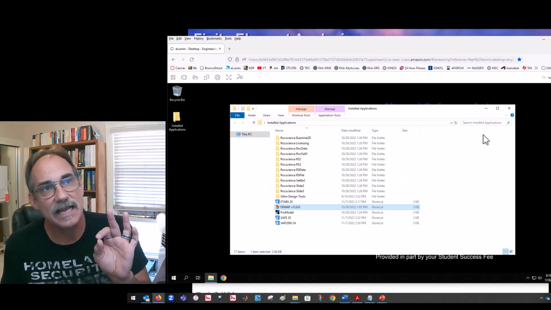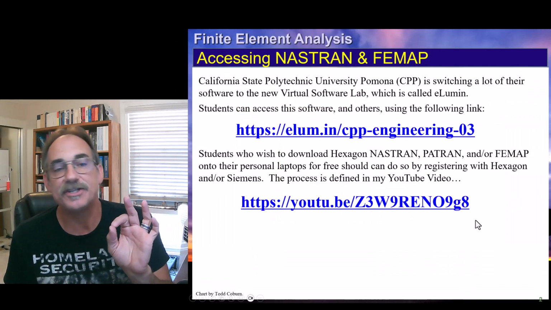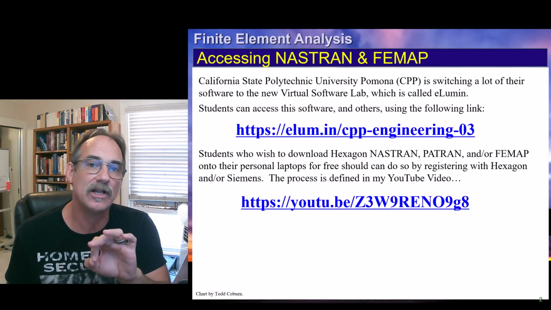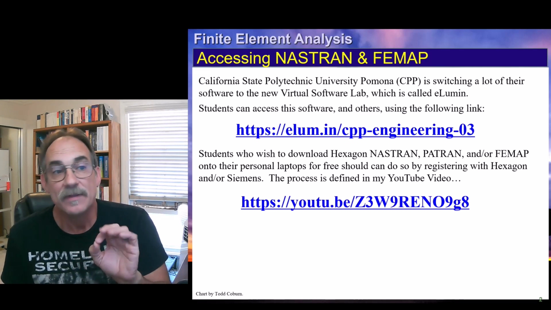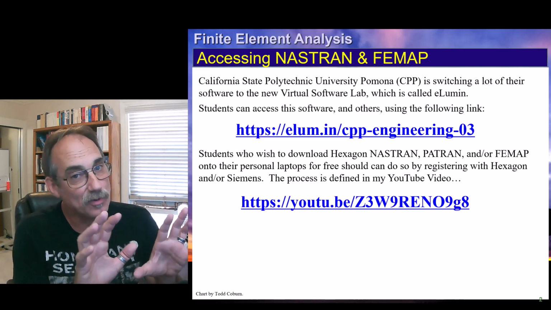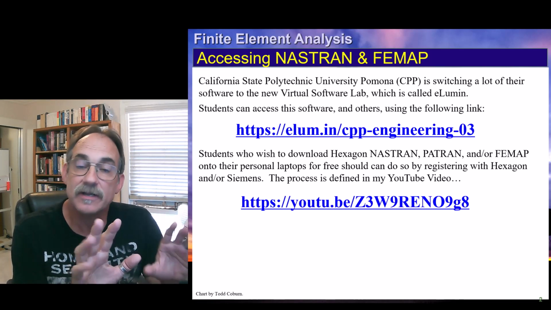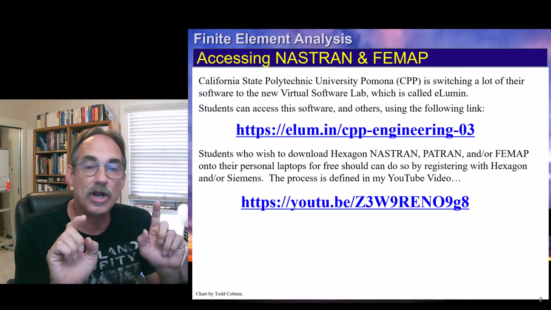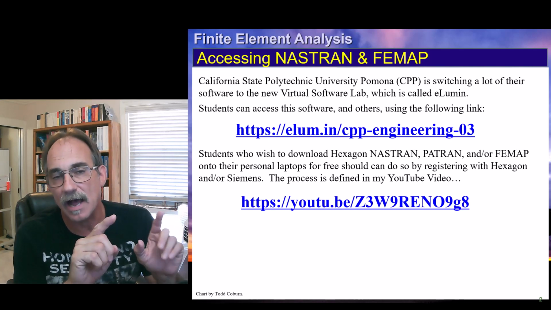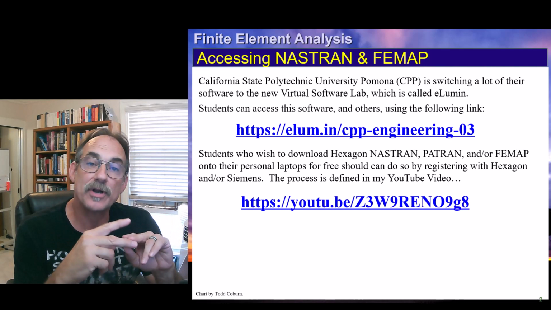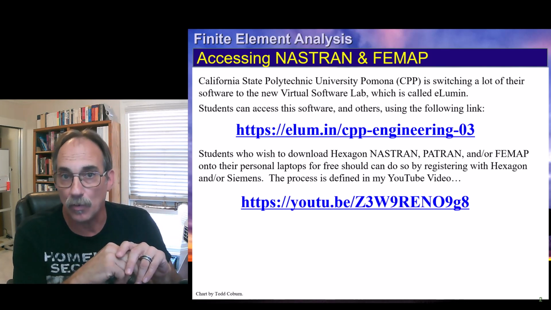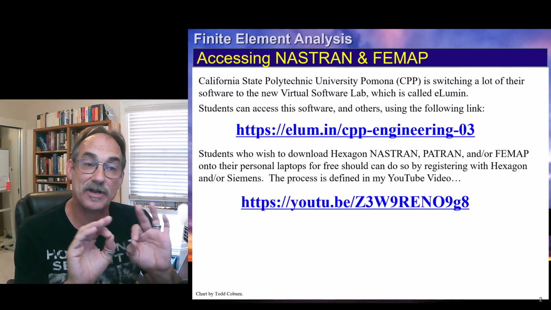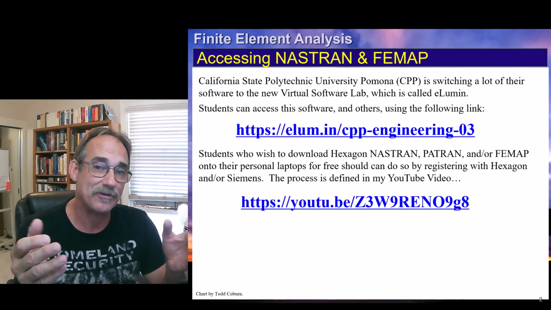Okay, so let's say you're thinking, great, this is cool, but I would also like to have a copy on my own little laptop. While everything else I said is only available to Cal Poly students, this other technique is available for all engineering students. You can go directly to the Hexagon site and download NASTRAN or Patran, or both. That would be Hexagon, which used to be MSC NASTRAN and Patran, now called Hexagon NASTRAN and Patran.